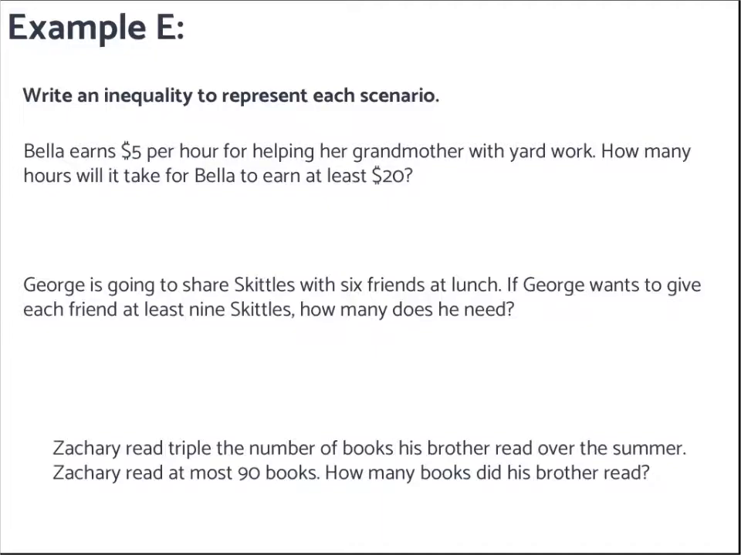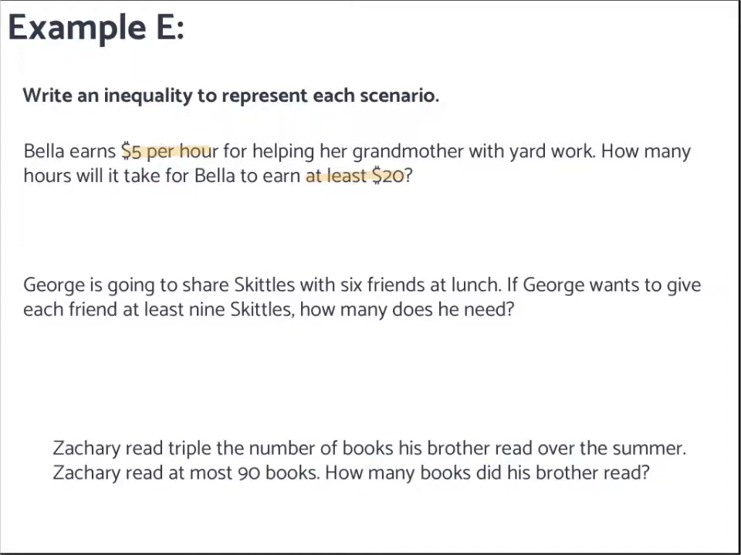So our first one says Bella earns $5 per hour for helping her grandmother with yard work. How many hours will it take for Bella to earn at least $20? So we've got some important things in there. We've got $5 per hour. Anytime we see per, we know we're going to be multiplying. And how many hours will it take her to earn at least $20?